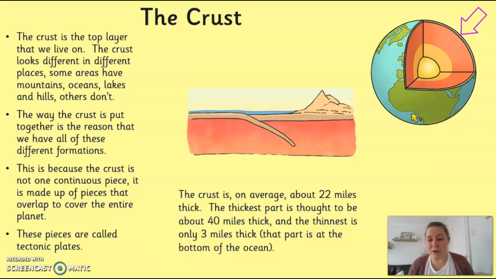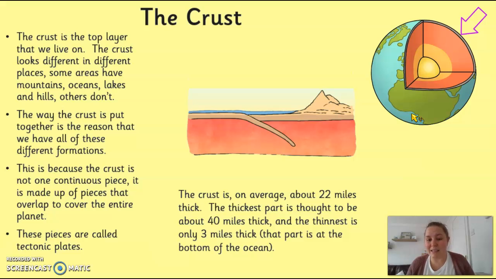Now, we are going to learn more about this in our next lessons, but the pieces of the crust are made up of different plates called tectonic plates, and they come together. And as some of these plates come together, they can form mountains and volcanoes and different parts of our land. We're going to learn more about that tomorrow.